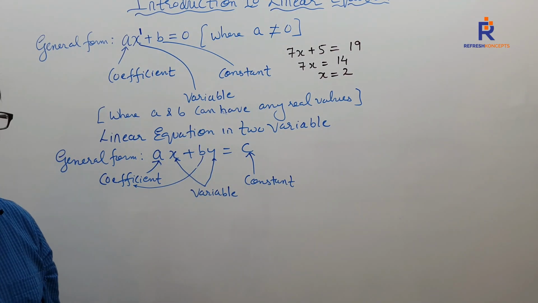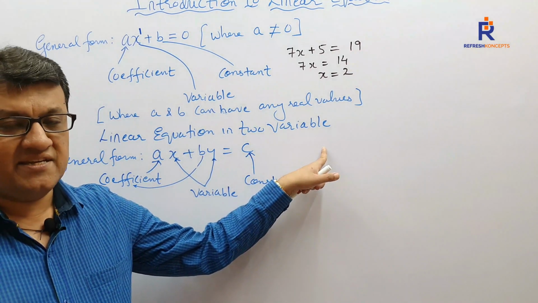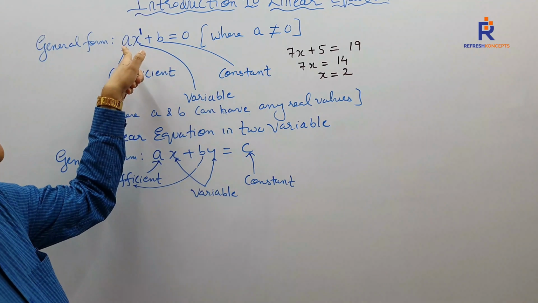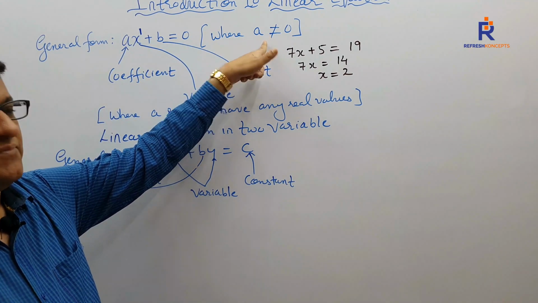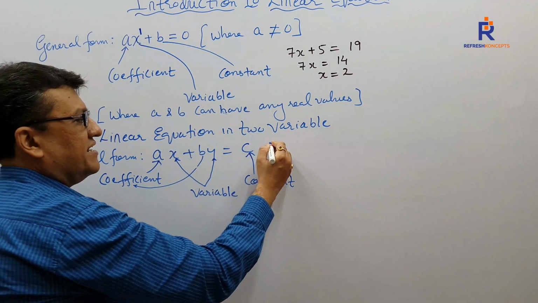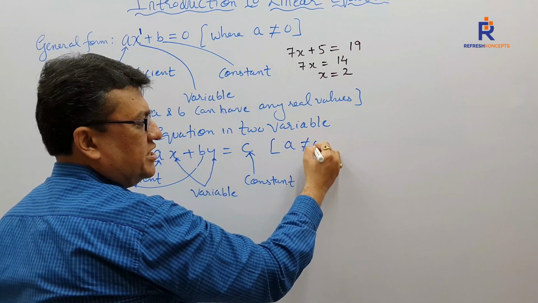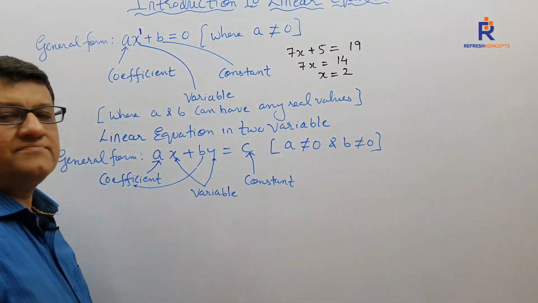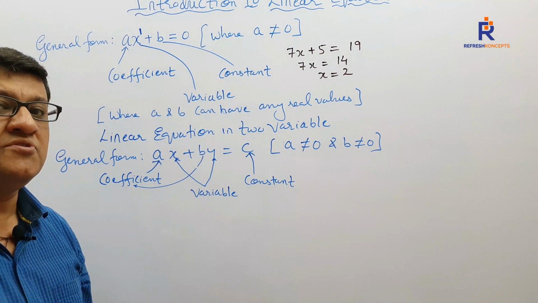Now you must be thinking that sir hasn't written down any restrictions or conditions over here. Indeed, the conditions are getting applied. What was the thing? Ax plus b equals to 0 where a is not equal to 0 in one variable. Absolutely on the same line, the condition applied is where a cannot be equal to 0 and b also cannot be equal to 0.